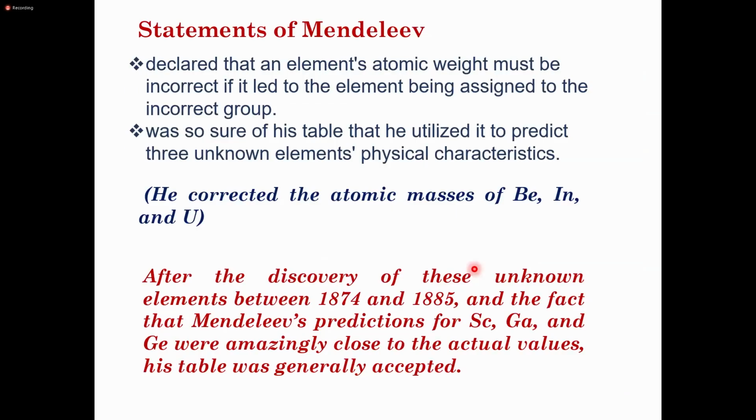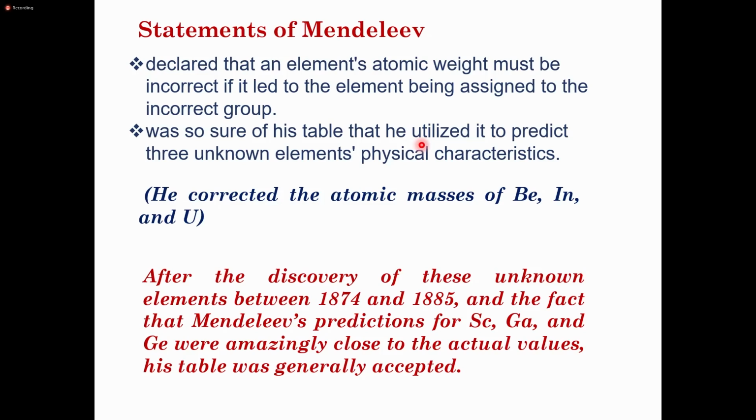So, according to that table, there is a statement Mendeleev has made: he declared that an element's atomic weight must be incorrect if it led to the element being assigned to the incorrect group. What does that mean? That means that when this table was created according to the atomic mass.